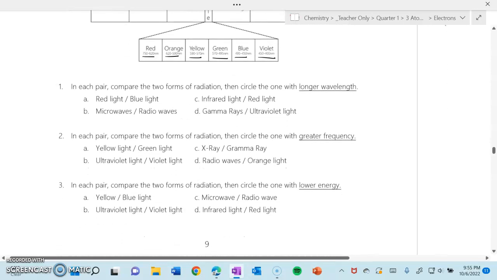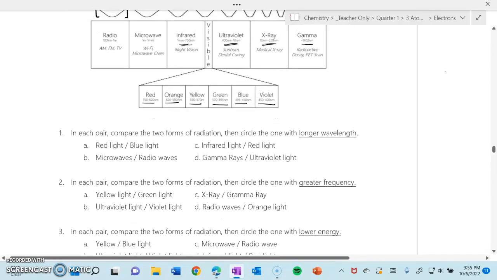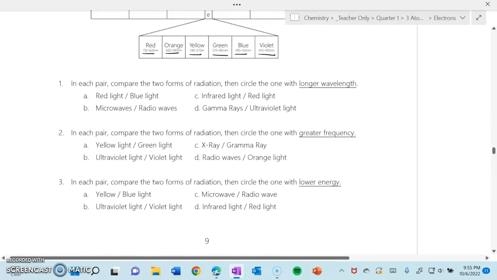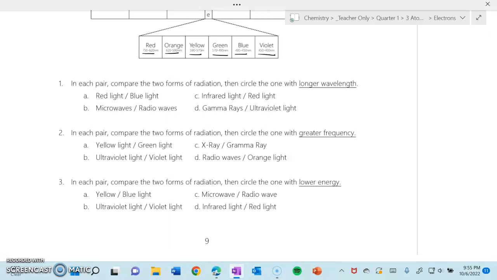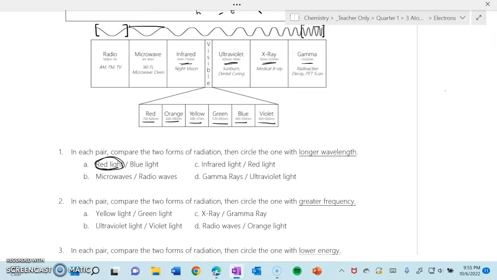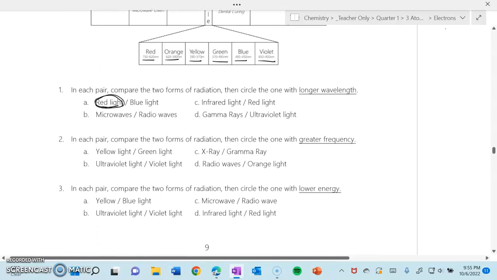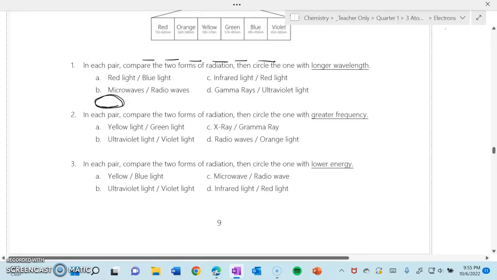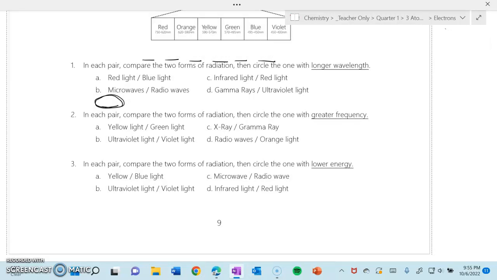So in this worksheet, you are going to use first some qualitative comparison using the electromagnetic spectrum. So in the first one, you will look at each pair and circle the longer wavelength. Red light versus blue light, longer wavelength would be red light. So in each pair, you're going to circle one of the two. You're not circling A, B, C, and D. You're circling one in the pair, okay? So for number 1, you'll circle 4 different options. Number 2, same thing. And number 3, same thing for whatever it asks for.